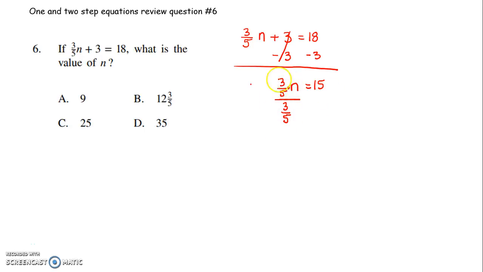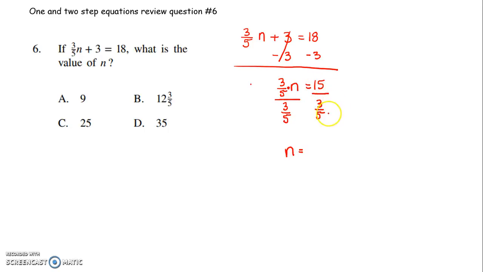If I'm going to divide the left-hand side of an equal sign by 3/5, I must divide, using my fraction bar because I'm a 7th grader, the right-hand side of that equal sign by 3/5. What's 3/5 divided by 3/5? Oh, good, that's a fancy form of 1. 1n is just n equals, let's do a little scrap work.